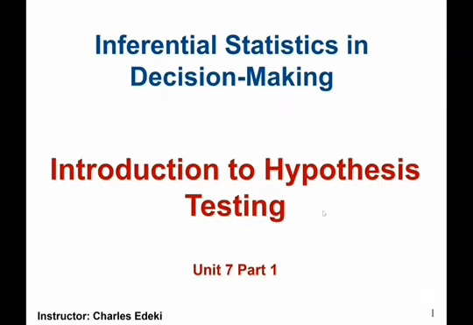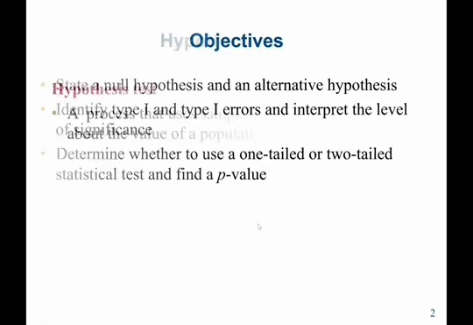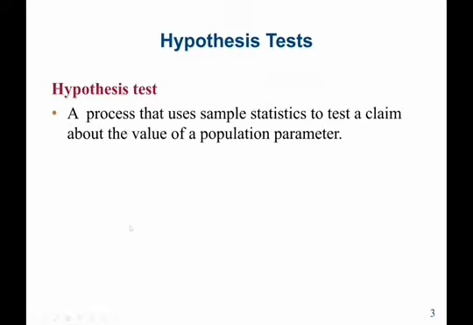This lecture covers the introduction to hypothesis testing. Our main objective is to go through the steps in performing hypothesis testing. For example, we are going to learn how to state the null hypothesis and the alternative hypothesis. We're also going to learn how to identify type 1 and also type 2 errors. And also we are going to learn how to determine whether to use a one-tail or two-tail stat test and how to find the p-value.